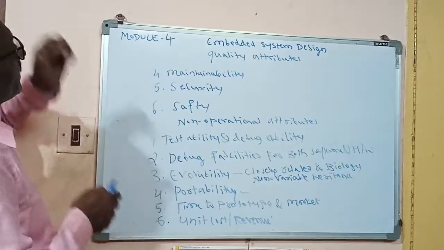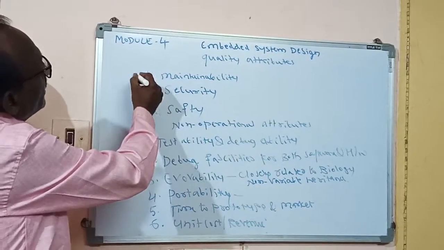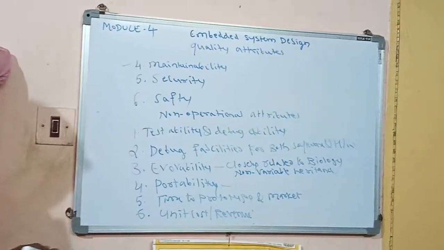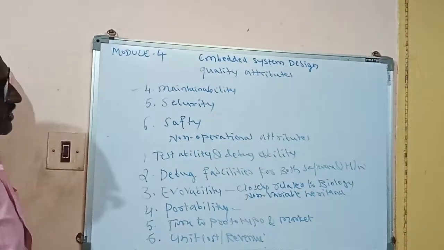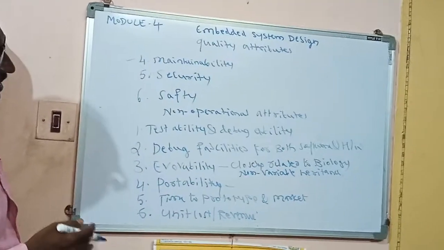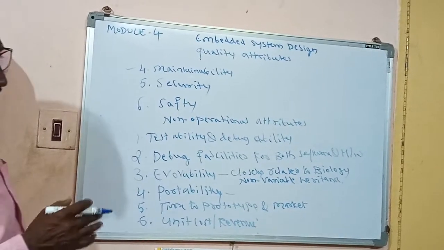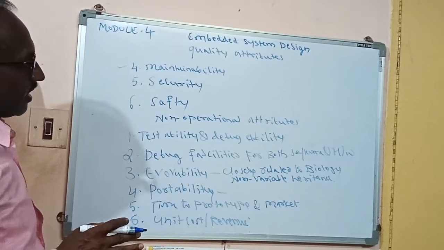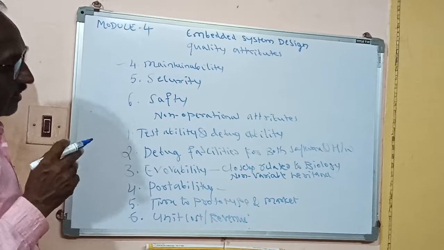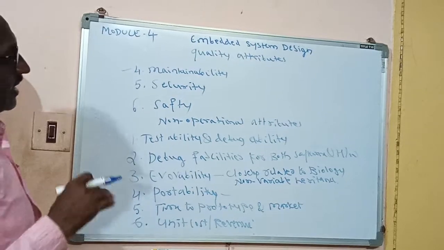So another important characteristic of quality attributes is maintainability. Maintainability means any embedded system you design, you can sell to the customer. So maintenance is most important. Very easy to maintain and low cost. Such types of systems are what the customers require.